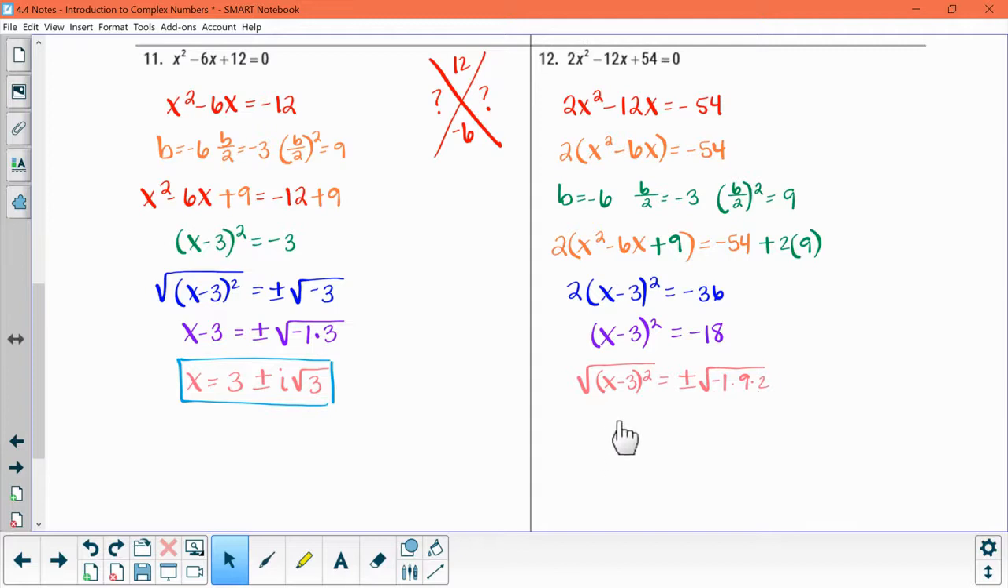Now, with a little bit more simplification, I get x minus 3 is equal to plus or minus 3i. Now that's coming from the square root of negative 1 and the square root of 9. And square root of 2 I can't do anything with, so I'm going to leave it as is. My final step will be to add 3 to both sides of the equation.